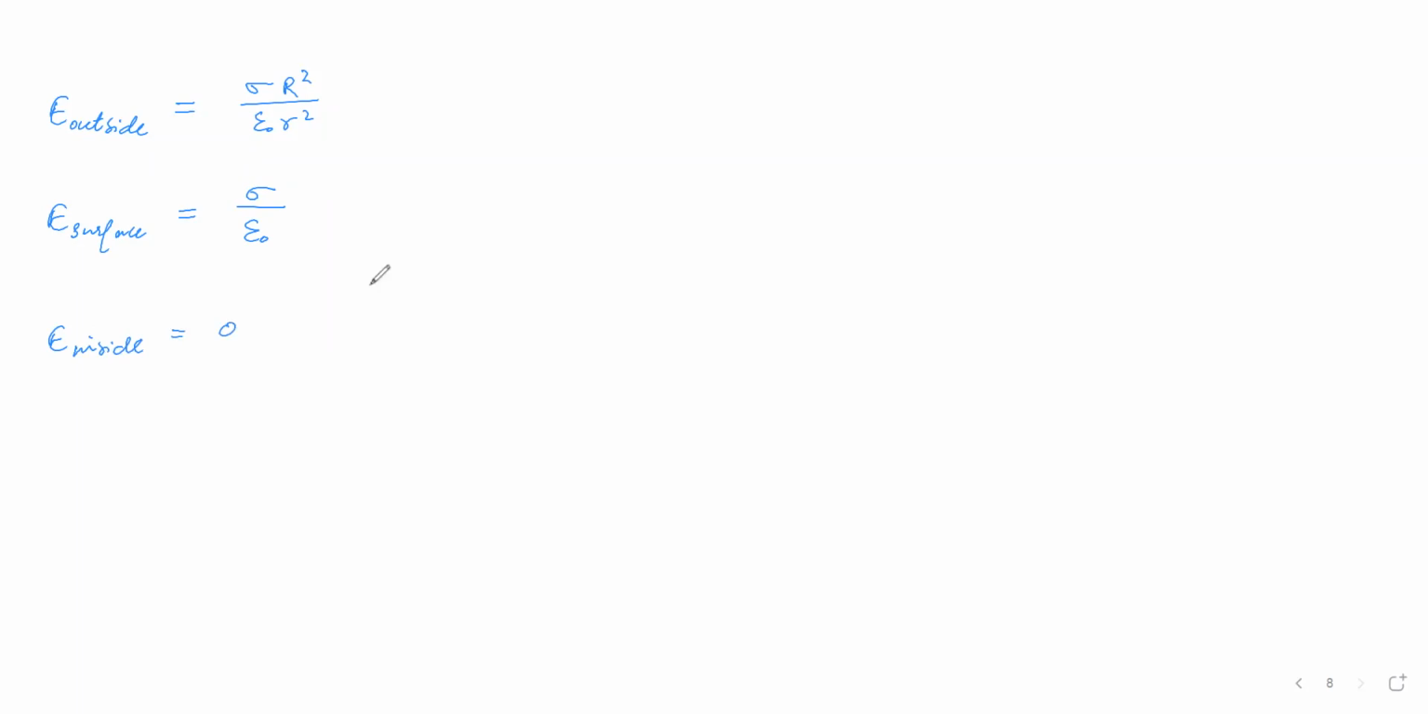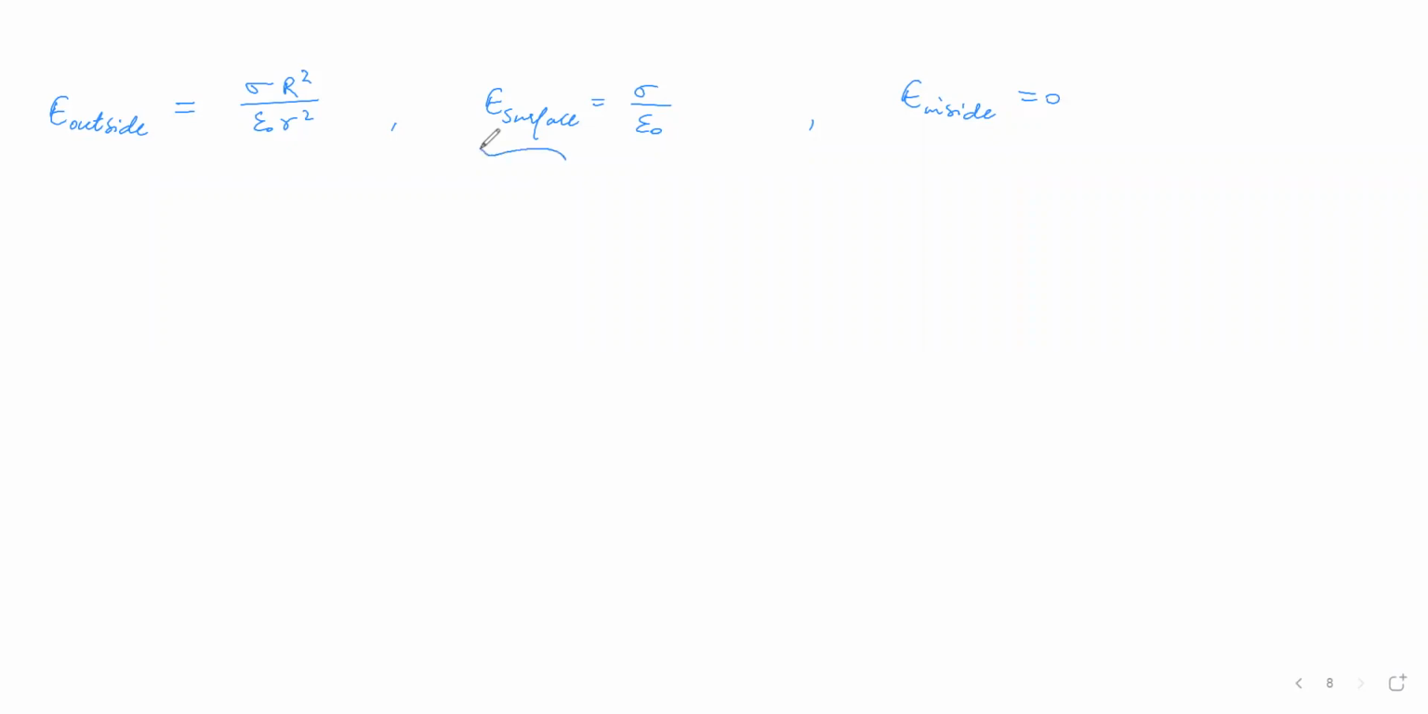Just 1 second, please. I am going to write here E surface is sigma over epsilon naught. And the third one is E inside is 0. Now, look at all of these three equations, please. First of all, we are going on E inside, which is 0. It doesn't matter what the value of the electric field is, because it is 0. There is nothing to discuss here for E inside. Are you clear or not?